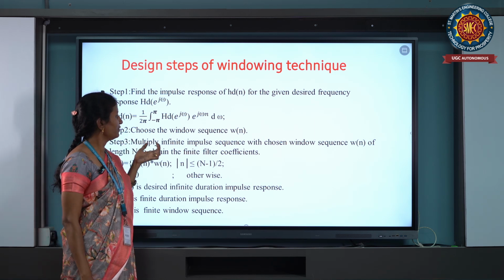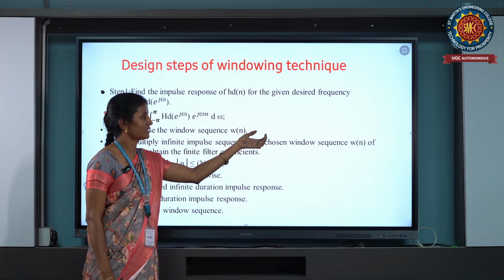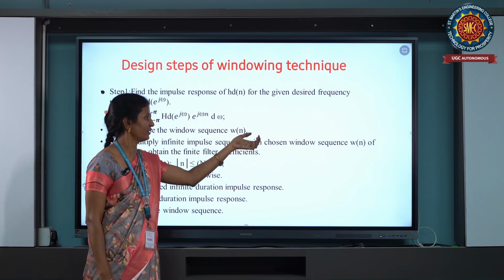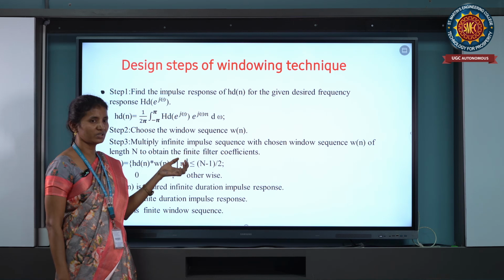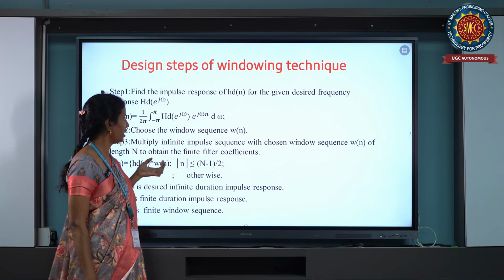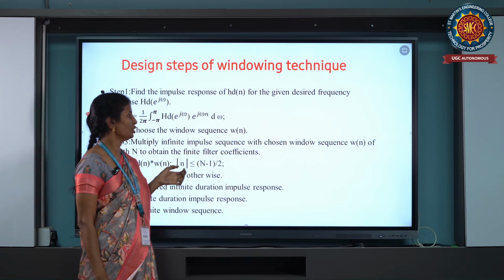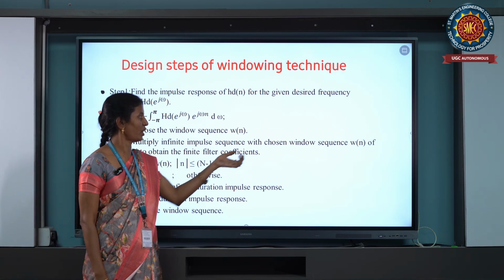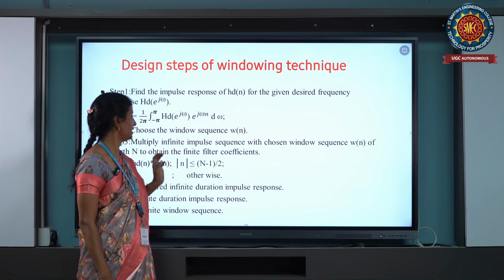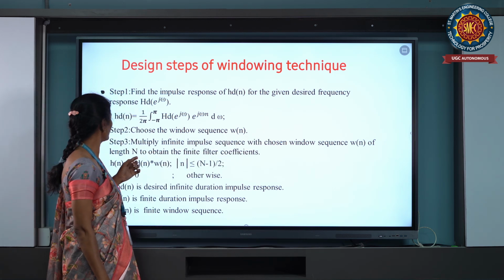Step 2, choose the window sequence. We have to choose the window sequence based on the problem, that is Hamming, Hanning, rectangular or any other window. Choose the window sequence w(n). We are using the Hamming window. The formula of the Hamming window is w_H(n) = 0.54 minus 0.46 cos(2 pi n by N minus 1). That is the window formula of the Hamming window function w(n).